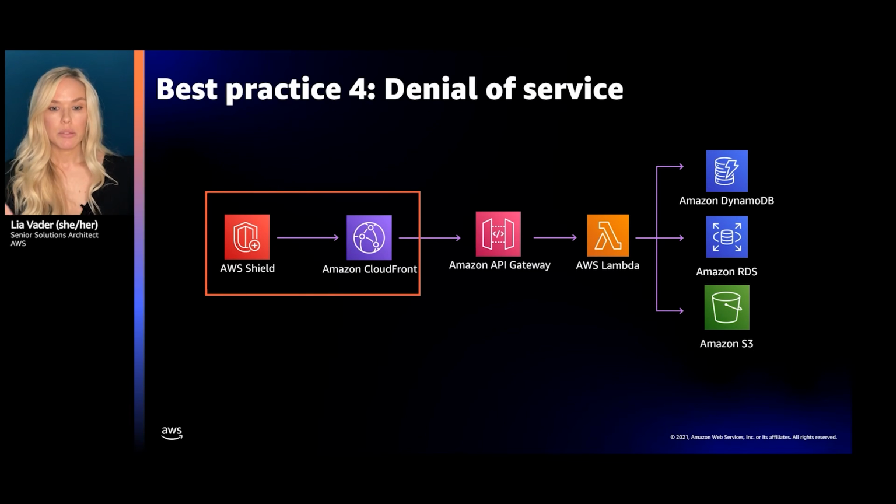So first, we're adding AWS Shield and CloudFront to this architecture. Shield's a managed distributed denial of service protection, and this couples with CloudFront. CloudFront's our CDN. And between Shield Standard, CloudFront, and Route 53, you receive comprehensive availability protection against all known Layer 3 and Layer 4 attacks.